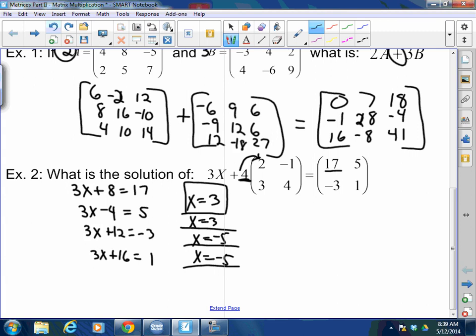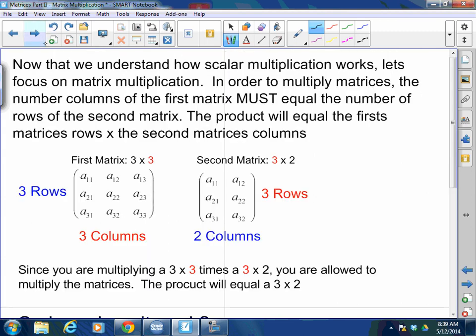Sir? No, you have 2 different solutions. It could be 3 or it could be negative 5. Does that make sense? May I continue? Okay, let us continue. Oh, I just dropped my pen.